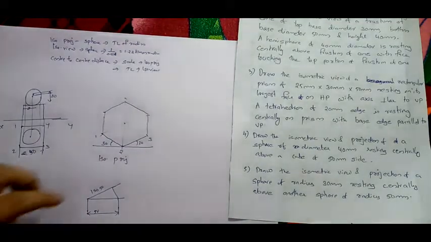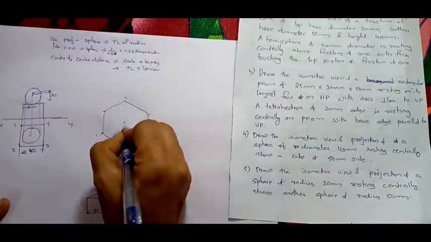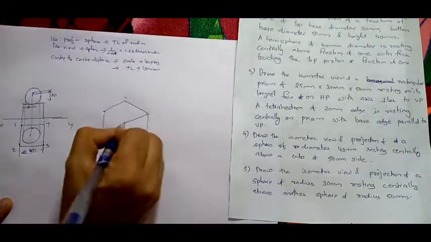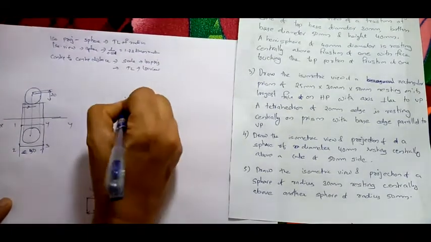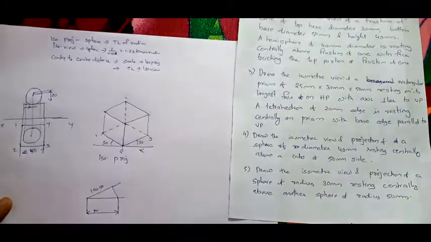Now see, my visibility is from here, right? 2 3. My visibility is from here. So first I will complete this one. See, now this will be dotted. This will be dotted. This will be visible. This will be dotted. Why I am drawing like this?